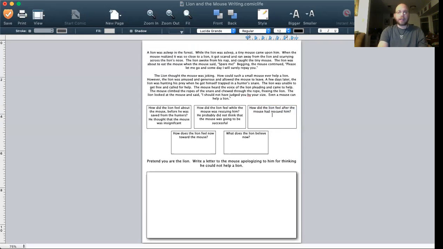How did the lion feel after the mouse had rescued him? Well, this is a little bit different. Again, we got to use our inference skills because it doesn't directly say how the lion was feeling, but we can kind of guess. We know that he says that he should have believed in the mouse before, that he shouldn't have judged him by his size, that even a mouse can save a lion. So how did he feel after the mouse had rescued him? Probably felt kind of surprised. This little mouse did something that he didn't think he could do. So he was surprised that the mouse was able to help him.